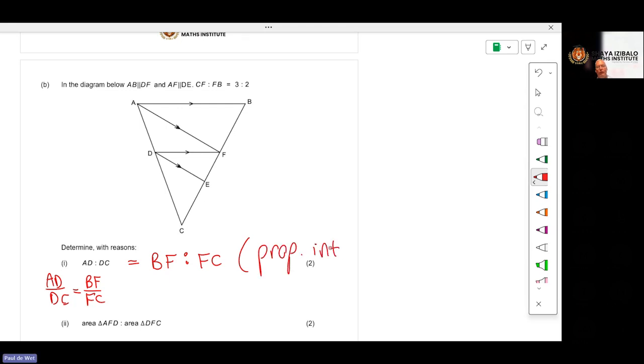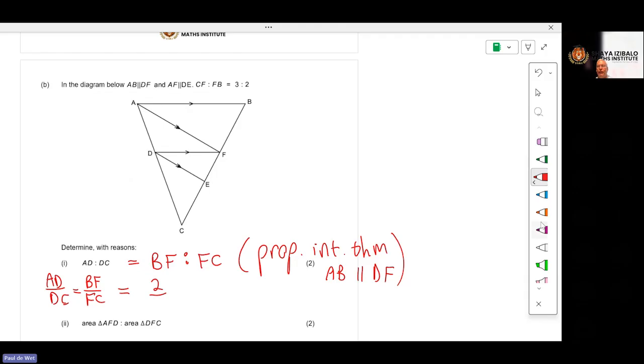What else must you say? Well done. We've got to put in the parallel lines. AB parallel DF. Good. But I actually want the value of this. What is it in numerical terms? Well done. It's 2 as to 3.